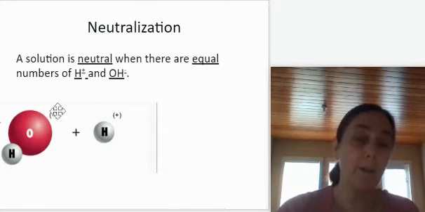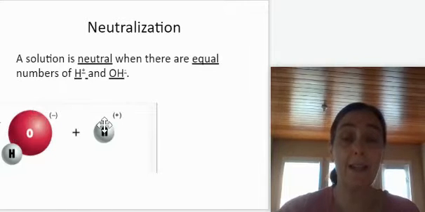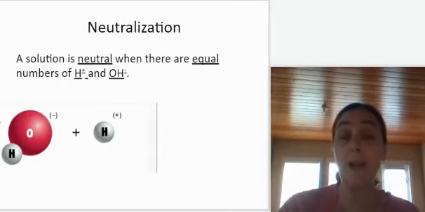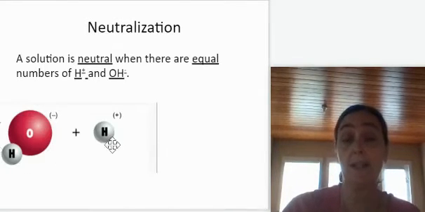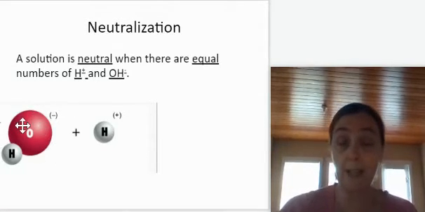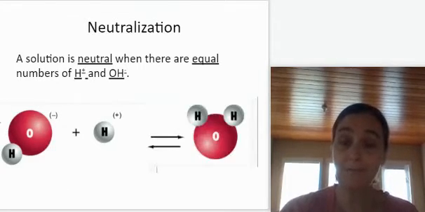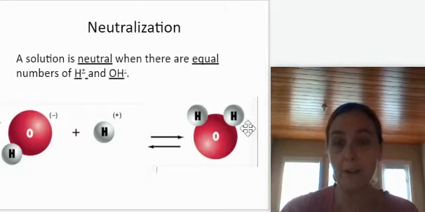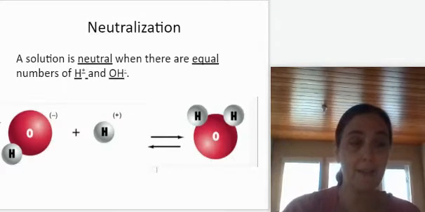Now, what do you notice about OH minus and H plus? What would happen if you combined the two of those? In other words, if you had an equal amount of OH minuses and H pluses in a solution and you put them all together with each other, what would you get? Water. So water is neutral, right? It has an equal amount of H plus and OH minus combined together.